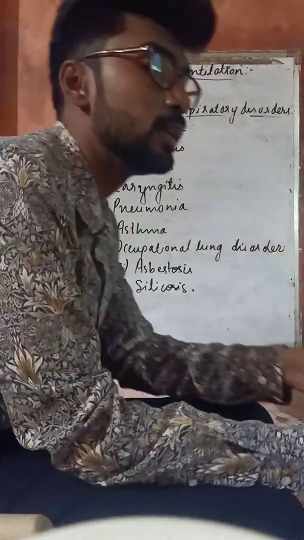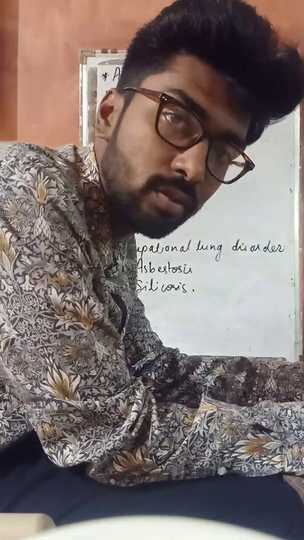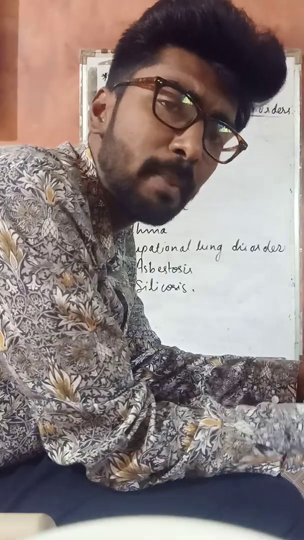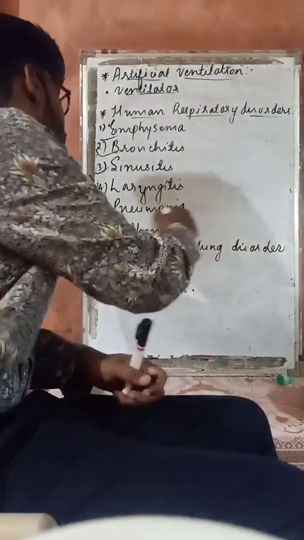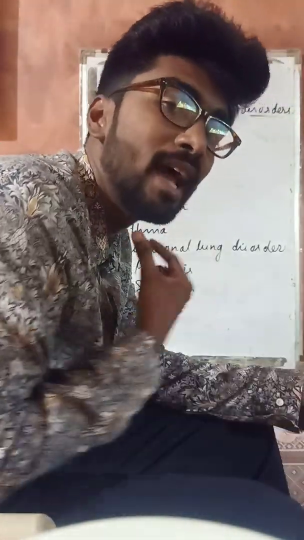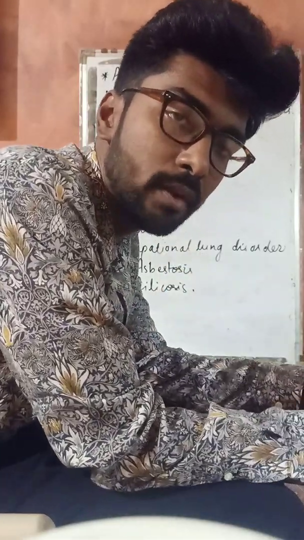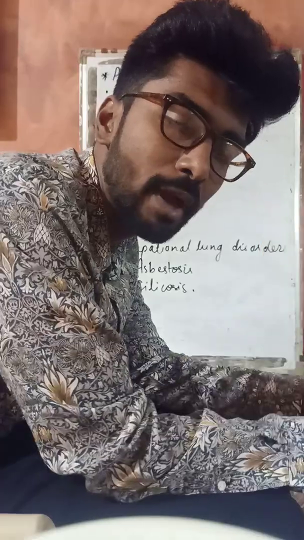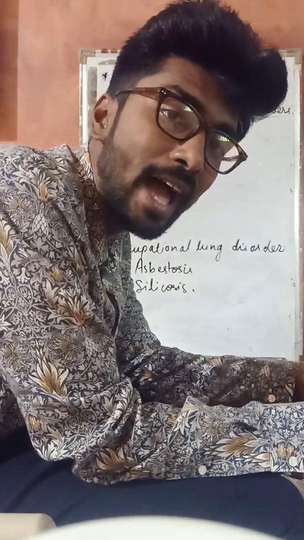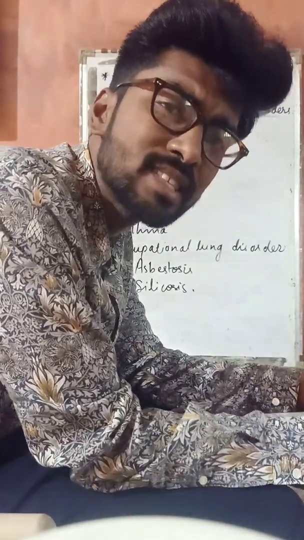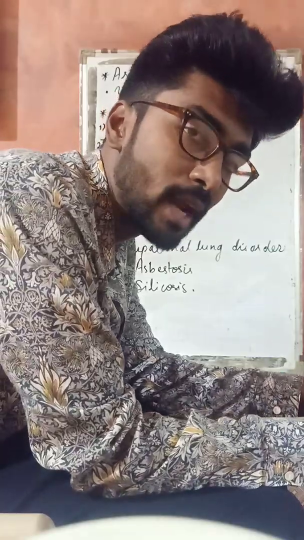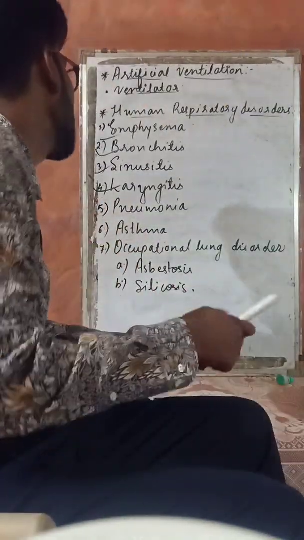Third one is sinusitis. Sinusitis is inflammation of the sinus, right? The sinus gets inflamed, which can be due to a viral infection, bacterial infection, etc. Next, laryngitis. Laryngitis is inflammation of the larynx. We all know the larynx is also called the voice box and phonation box, because sound is produced due to the vibration of the vocal cords. Laryngitis may also lead to hoarseness and sore throat. These are the common symptoms of laryngitis, and it is also a bacterial or viral infection.